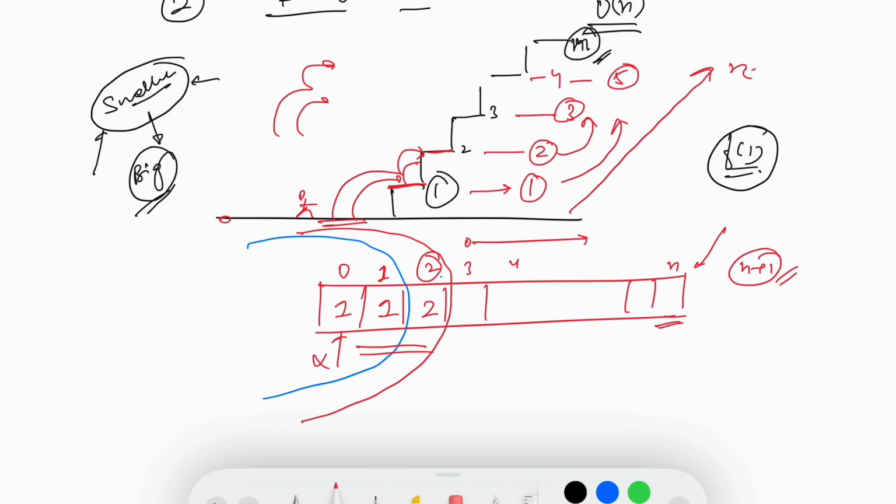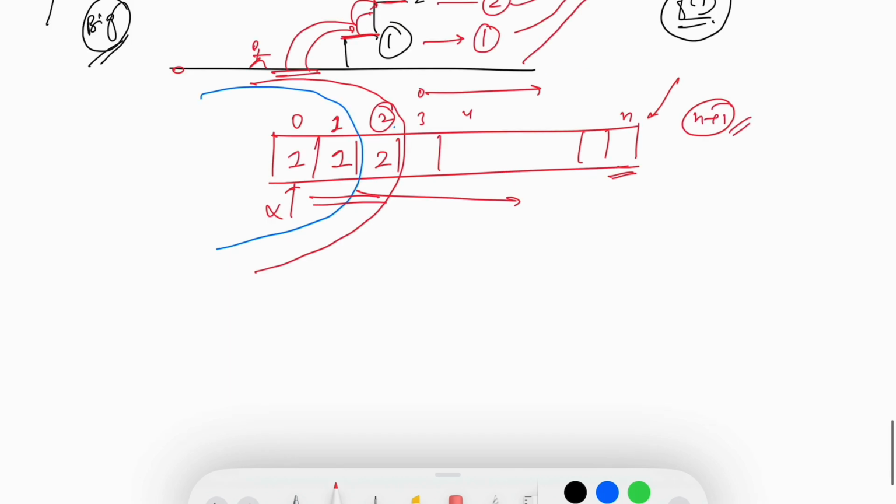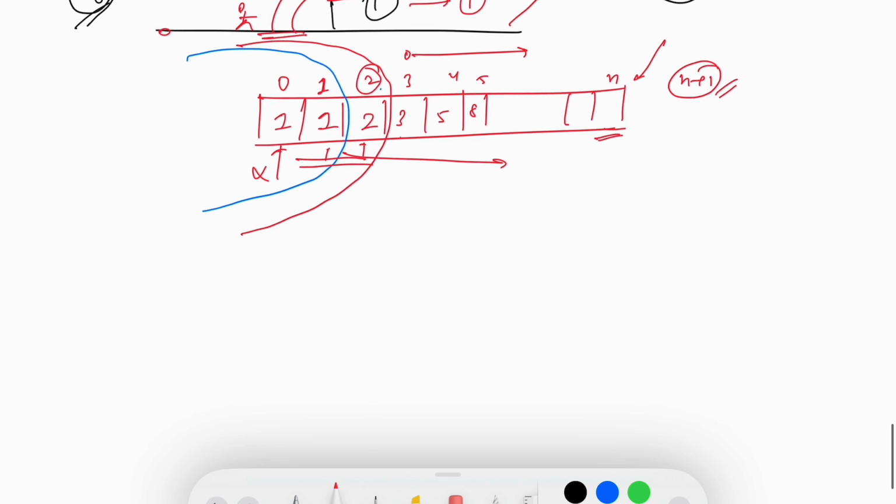In that case 0 won't be used. I wanted to use the loop from 2 to n, that's why I consider 0. So for 3, it is 2 plus 1. For 4 it is 3 plus 2. For 5 it is 5 plus 3, which is 8.